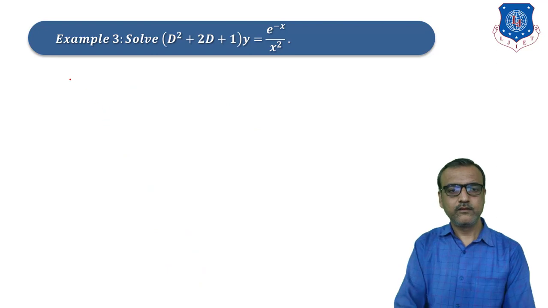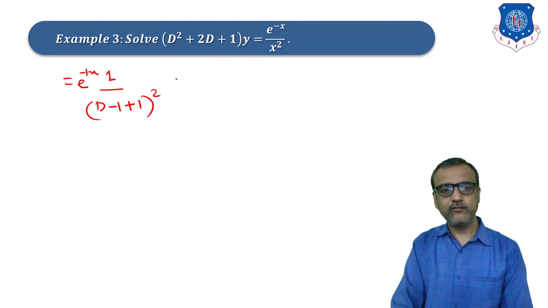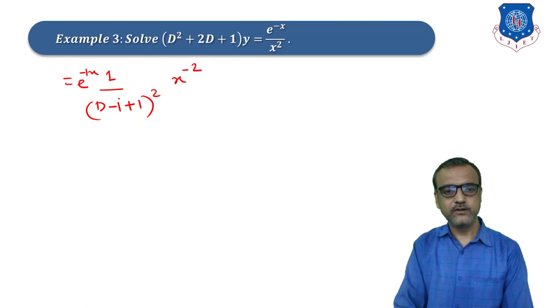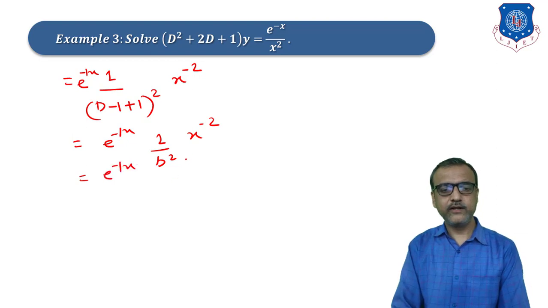So this is equals to 1 over, replacing D by D minus 1, we have (D minus 1 plus 1) the whole square, and then we will write e raised to minus x outside, and 1 upon x square. We will write 1 upon x square as x raised to minus 2. Now this minus 1 plus 1 will cancel out, and we have e raised to minus x, 1 upon D square, x raised to minus 2. E raised to minus x will be as it is, and 1 upon D square is nothing but double integration of x raised to minus 2. So first of all we will integrate x raised to minus 2.